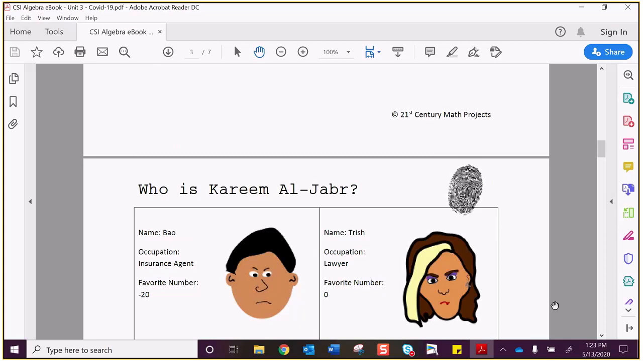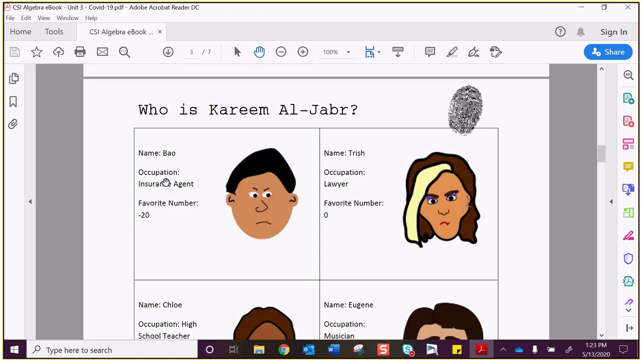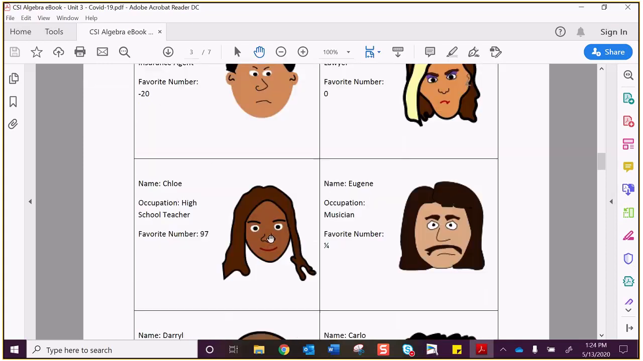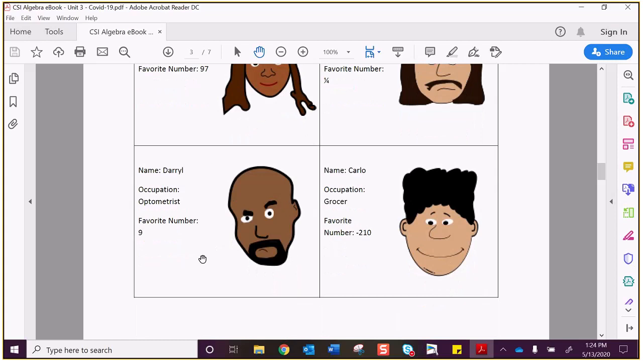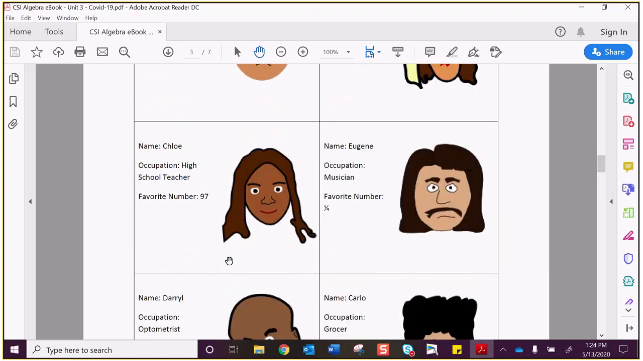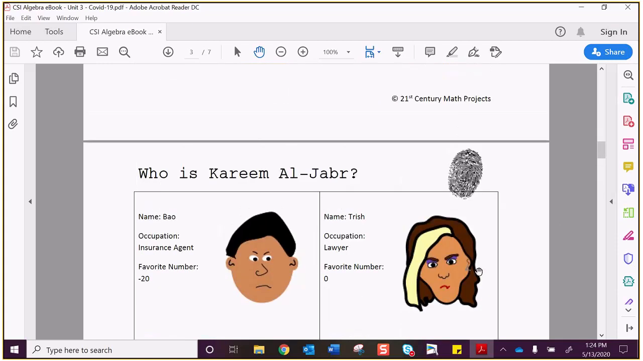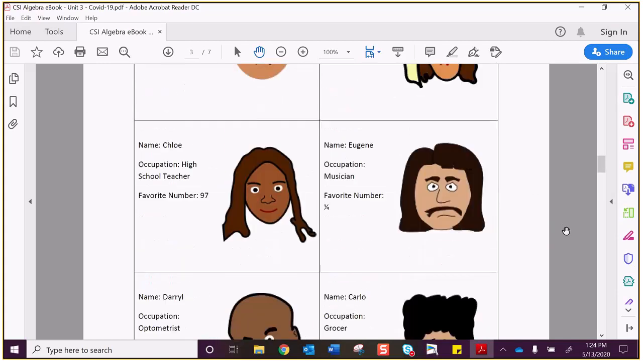Okay, so this next document, this next page has 6 suspects on it. It gives their name, it gives their occupation, and it gives their favorite number. So we have Bayo, Trish, Chloe, Eugene, Daryl, and Carlo. So these are pretty funny little images, I think, but what'll happen is at the end, that hint to their favorite number is what's going to help tip you off to know who the suspect is, who this Kareem guy or girl is. I guess I should say there's several girls here too.